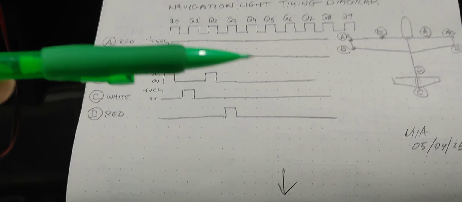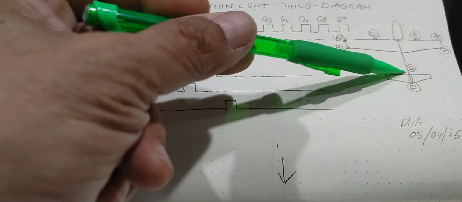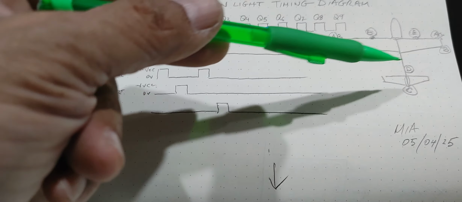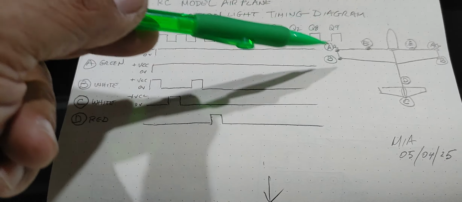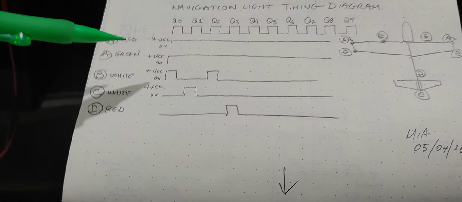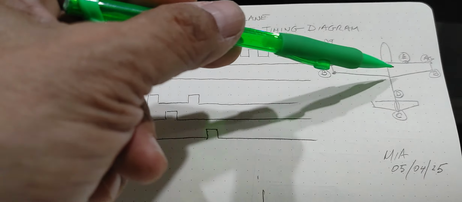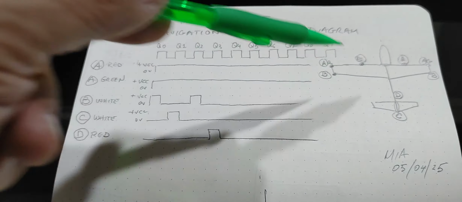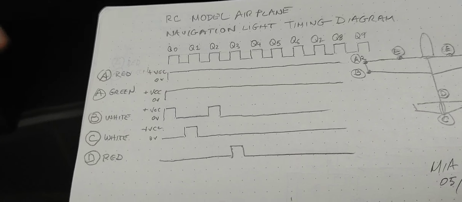Because I'm going to be mounting these on my ultralights, I don't require the dual red beacon here, but I do require the dual white strobes at the back of the wingtips. So that's what I'm showing here. It's a very simple, very simple timing diagram. And there are other ways to do this.